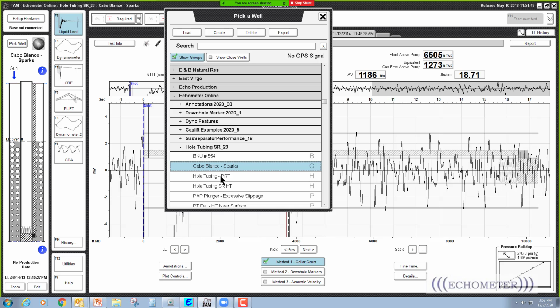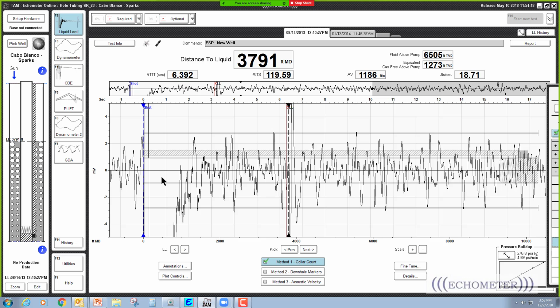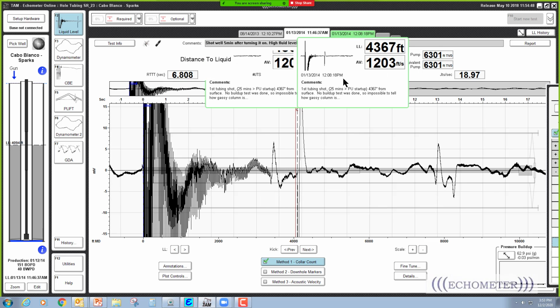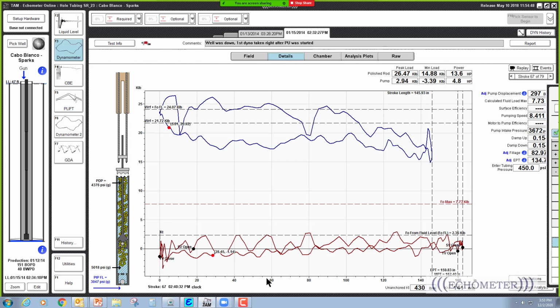Cabo Blanco showed no pump action at the beginning. Pardon? The Cabo Blanco is the one that didn't show pump action at the beginning. Okay, so this one was an ESP in the beginning, and they changed it into a sucker rod. When they did the dynamometer data on the well, it showed no pump action.